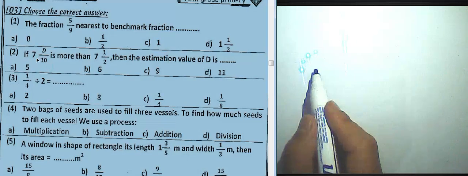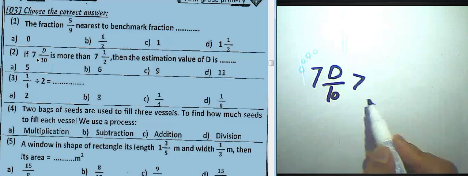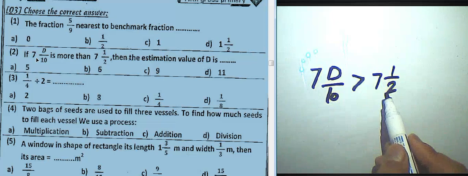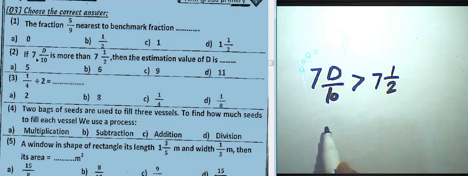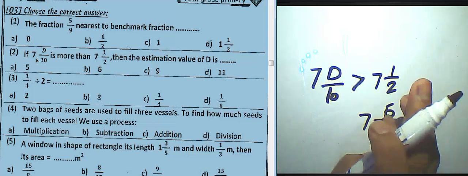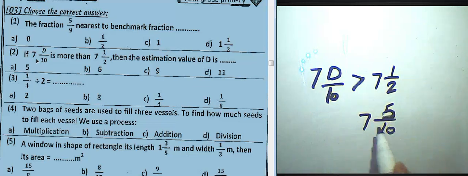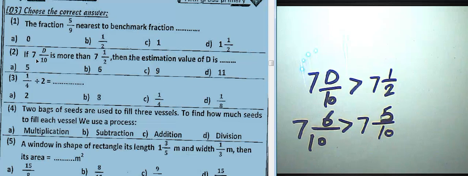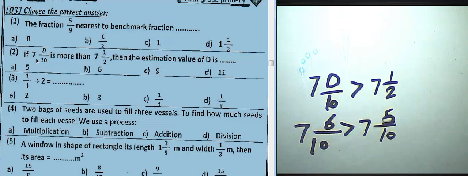And question number 2. If 7 and d over 10 is greater than 7.5, then the estimation of the value d will be what? We know the least common multiple between 2 and 10 will be 10. Okay, and 2 times 5 equals 10, 1 times 5 equals 5. Then the numerator here is 5. Then d will be 6, because 6 is greater than 5. You must choose 6. Understood?